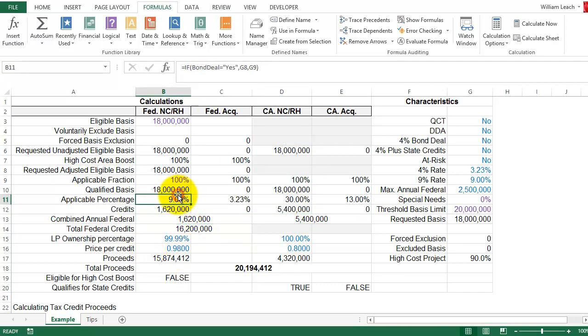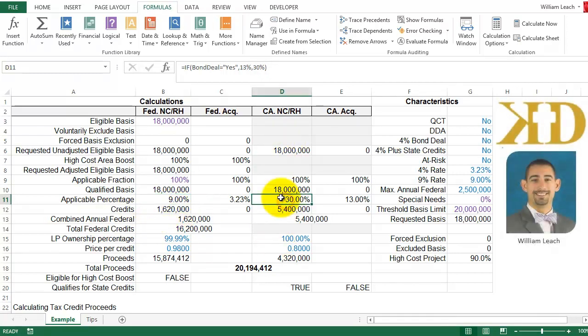Okay, notice that because we're a 9% deal, the applicable percentage is 9%, which the federal government locked, and it's not floating at this point in time. And then notice that we're getting 30% as a multiplier for our state credits. 4% deals use a 13% multiplier, and 9% deals use a 30% multiplier. So we're using the 30% multiplier, and this basis is going to result in 5.4 million state credits.